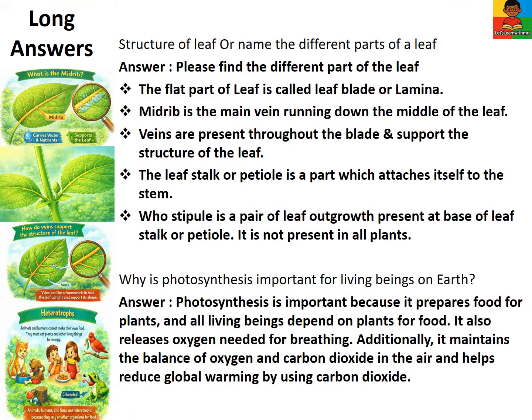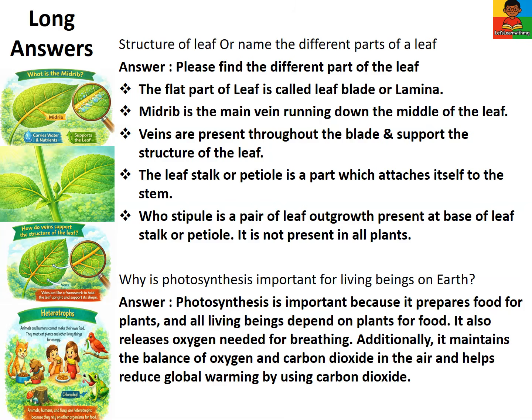Long answer. Structure of leaf, or name the different parts of a leaf. Answer: the flat part of the leaf is called leaf blade or lamina. Midrib is the main vein running down the middle of the leaf. Veins are present throughout the blade and support the structure of the leaf. The leaf stalk or petiole is the part which attaches itself to the stem. Stipule is a pair of leaf outgrowths present at the base of leaf stalk or petiole. It is not present in all plants.